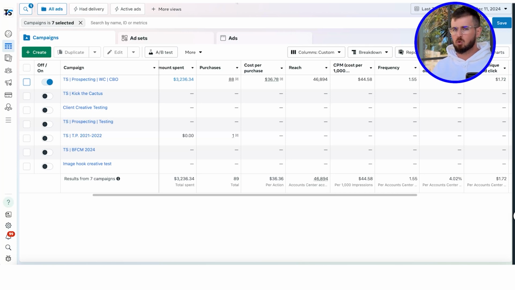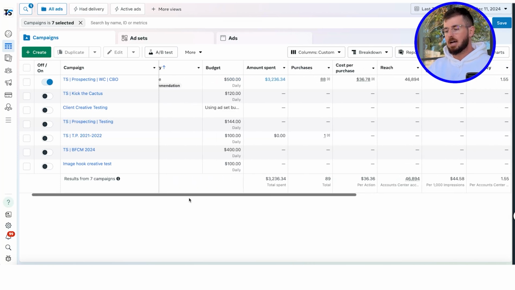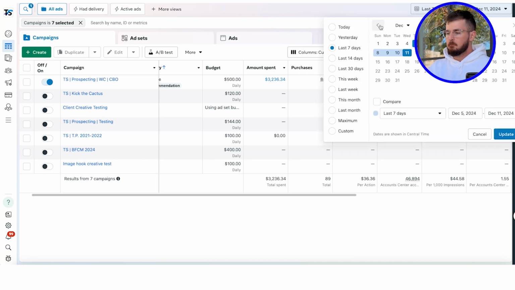A lot of people think Facebook wants to work against you. No, that's actually completely false. Facebook wants to work with you. So Facebook's working with me. It's not spending money on those ads, and it's saving us money. We have a $36 cost per purchase now. So let's actually move this now.